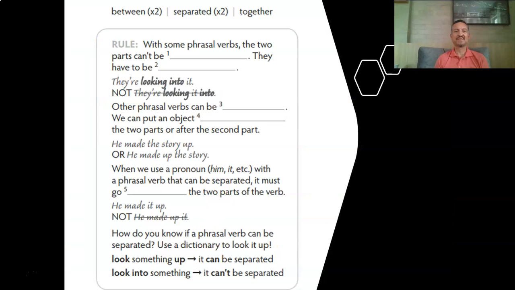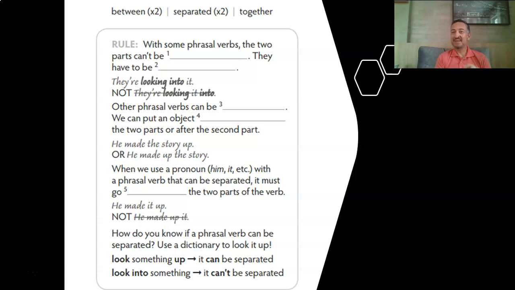All right? So what is the rule here? In this rule, you have to use the words between 2 times, separated 2 times or twice, and together. So I'll give you some minutes for you to think about how to complete that rule. All right? So I'll be back in 2 minutes. Pause the video now. Okay, so we're back.